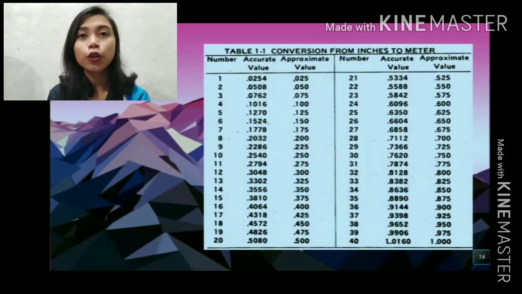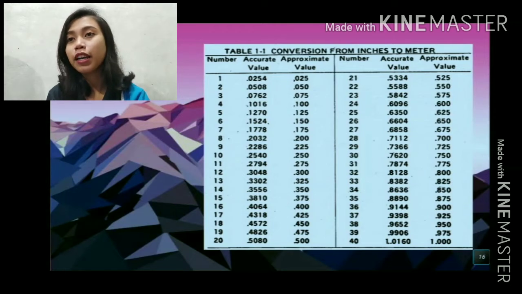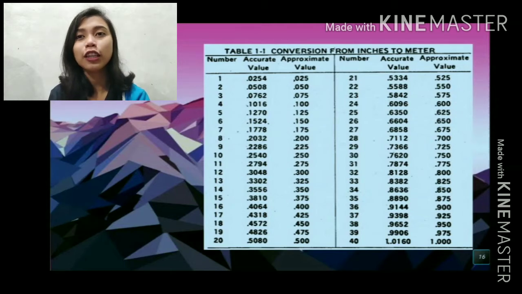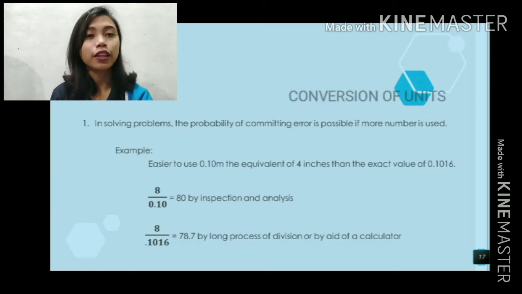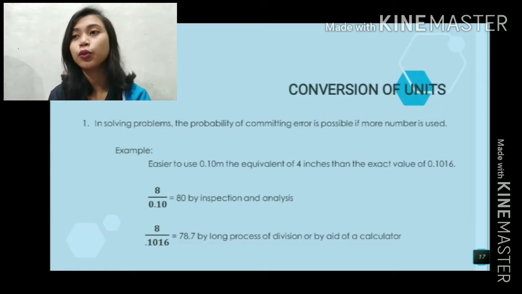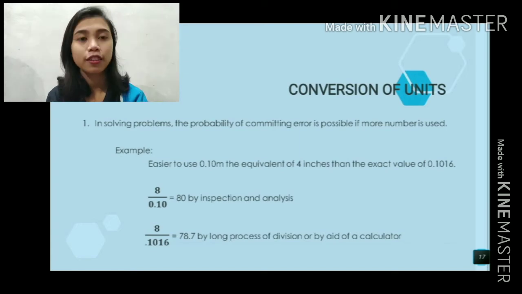So you could also compute it by multiplying the length by the conversion ratio. So the length in meters is equal to inches multiplied by 0.0254, which is the conversion ratio of 1 inch to meter. You could also see that there is an approximate value, which is just a value close to the accurate value.